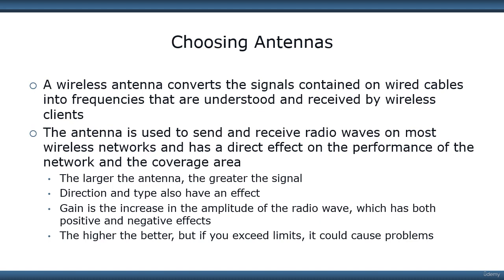We're actually talking about the antennas typically that are on the access points themselves. So in general, the larger, the greater the signal. The direction and type will also have an effect: the direction it's pointed, whether it's unidirectional or omnidirectional. Gain is the increase of the amplitude of the radio wave. That has both positive and negative effects. Positive, the signal goes longer. Negative, it could have more noise. Okay, so typically it's the higher the better, but if you exceed limits, it could also cause problems.